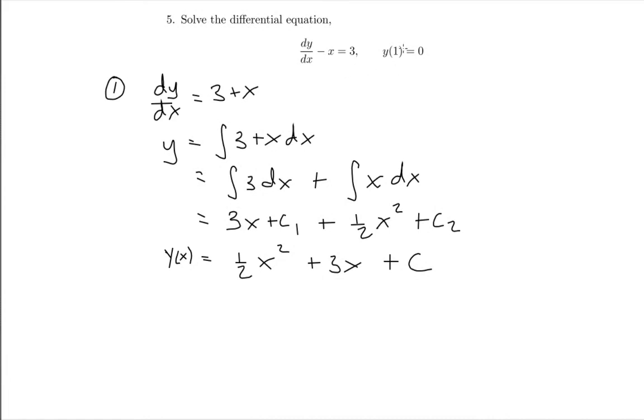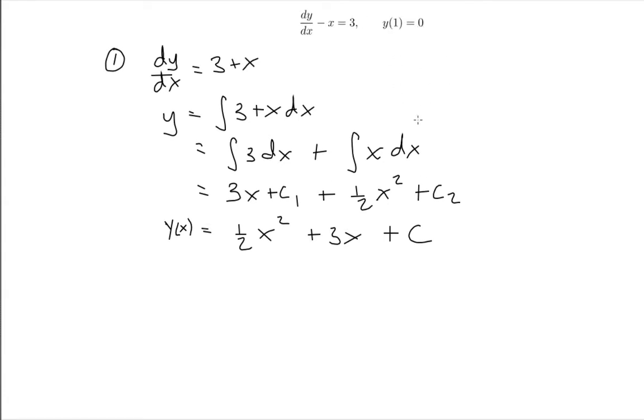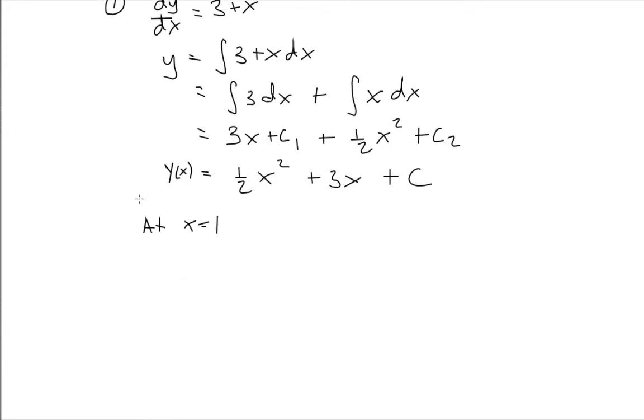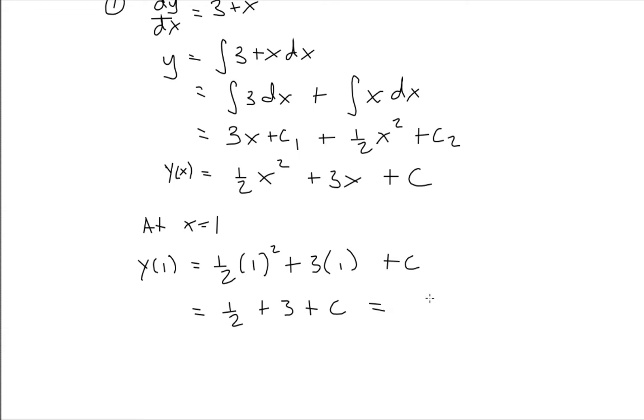the question also wants us to make sure that when we plug 1 in for x, the result that we get for y is 0. So let's just make sure that our function y does that. So at x equals 1, let's plug that into our function. y at 1 is equal to 1/2 times 1 squared plus 3 times 1 plus c. And if we simplify that, 1 squared is just 1, so this is 1/2 plus 3 plus c, and that equals 7/2 plus c.